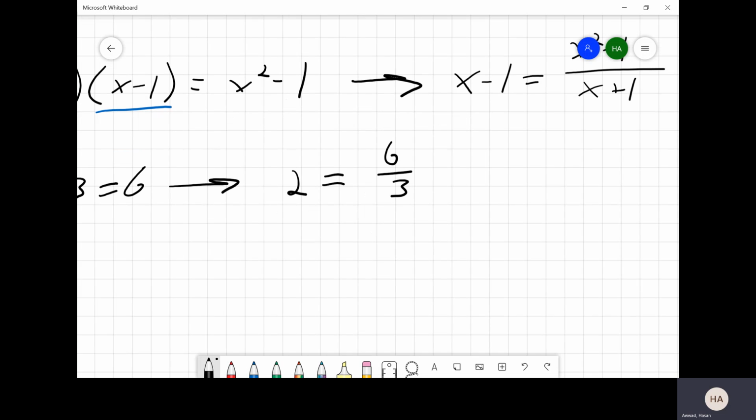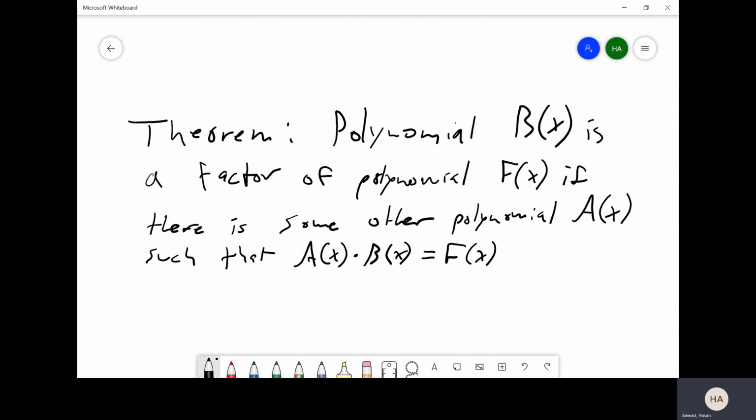So there's a theorem here, which I've already written out, and it's a little wordy, but just go with me on it for right now. Polynomial b of x is a factor of polynomial f of x if there is some other polynomial a of x such that a times b will give you f. Again, a little bit wordy, but let's break down what it actually means. It means that you know for a fact that your polynomial b is going to be a factor of your larger polynomial f if, when you multiply b times some other polynomial a, some other polynomial has to exist such that when you multiply them together, you get f.